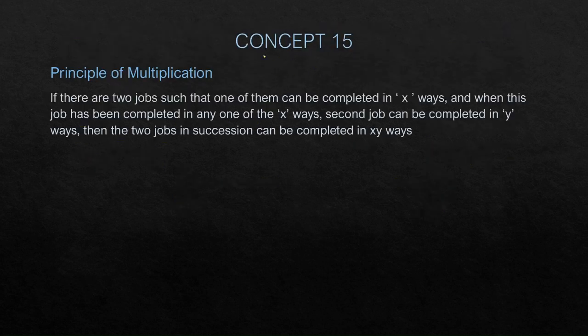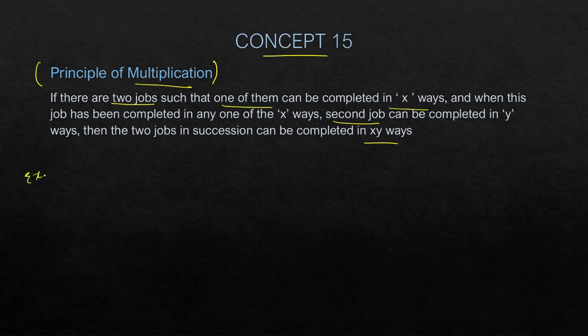Now starting with the concept number 15, which is about principle of multiplication. Now what is this principle? If there are two jobs such that one of them can be completed in X ways, and when this job has been completed in any one of the X ways, the second job can be completed in Y ways, then the two jobs in succession can be completed in X multiplied by Y ways. So in this case both the jobs are to be done. The matter is simply this: both the jobs are to be done and we multiply the ways in which each of them can be done.